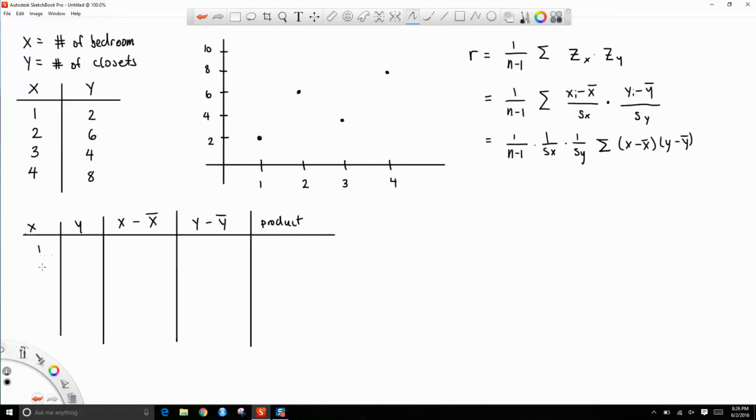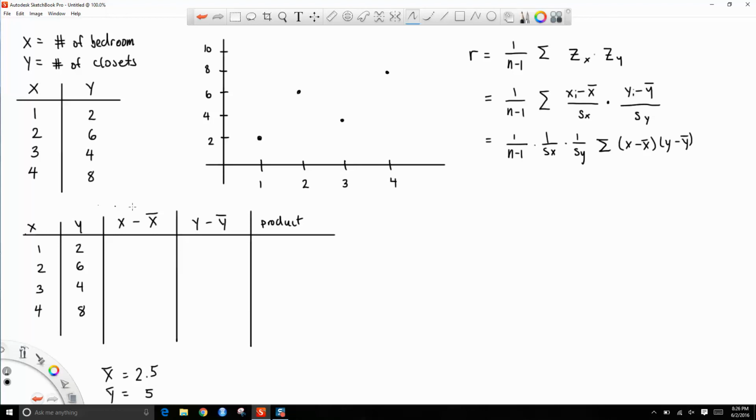So the data are 1, 2, 3, 4 for x and 2, 6, 4, 8 for y. Okay, so the mean x bar, what is x bar? Yeah, 2.5. I add up these numbers, I get 10, I divide by 4, and I get 2.5. And y bar is 5, right? I add these ones up, I get 20, I divide by 4, and I get 5.